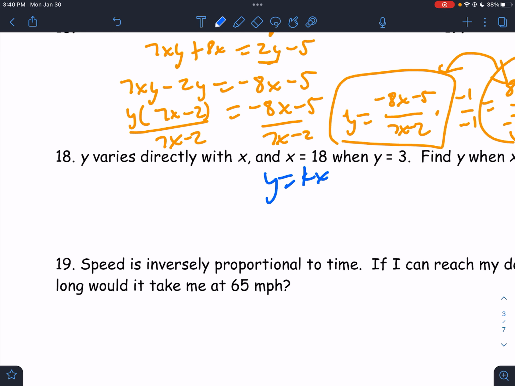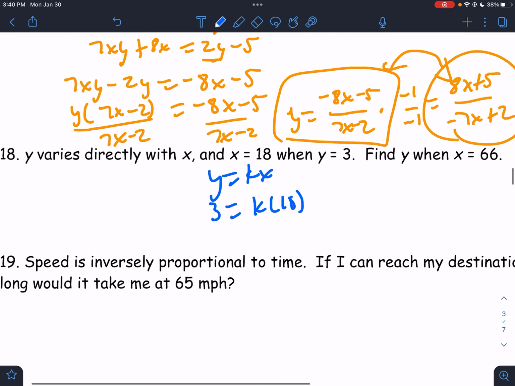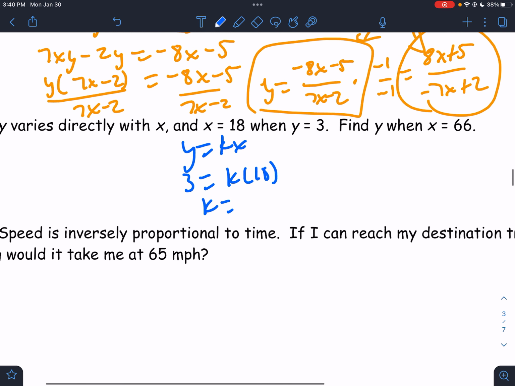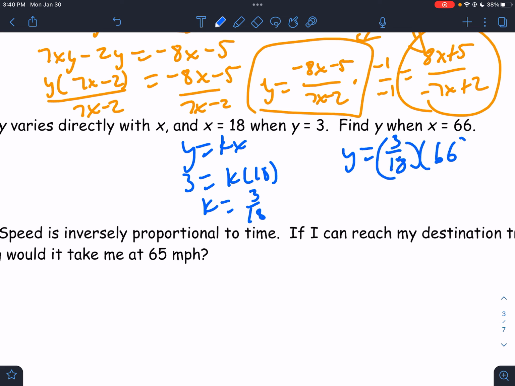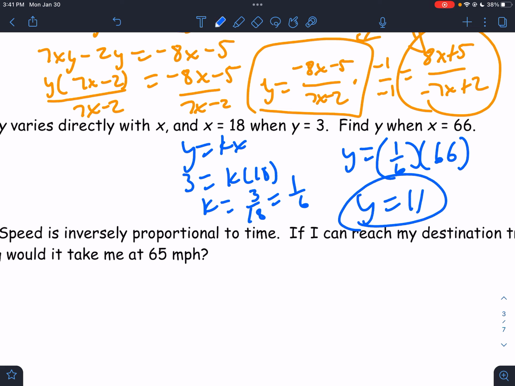X equals 18 and y equals 3. So 3 equals k times 18. So basically it's just the coordinate 18 comma 3. So k we know has to be 3/18. So find y when x is 66. So y equals k, which is 3 over 18, times 66. Oh, I should reduce that. That's called being a bozo. That's 1/6. That'll make this a lot easier. So y would equal 11.